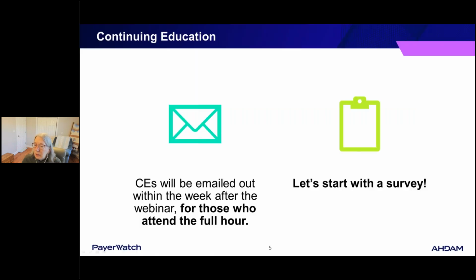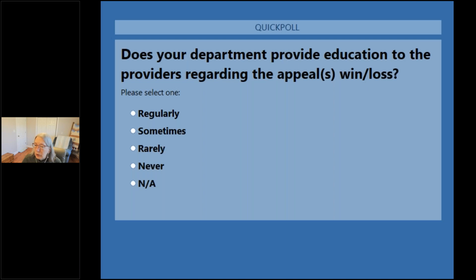And this one again, the full question does not show up here. So let me read you the entire question. If you are involved with appeals and you do get feedback about them, does your department provide education back to the providers regarding the appeals, wins and losses? So if you do appeals and you get feedback about them, then do you share that with the providers regarding the wins and losses?